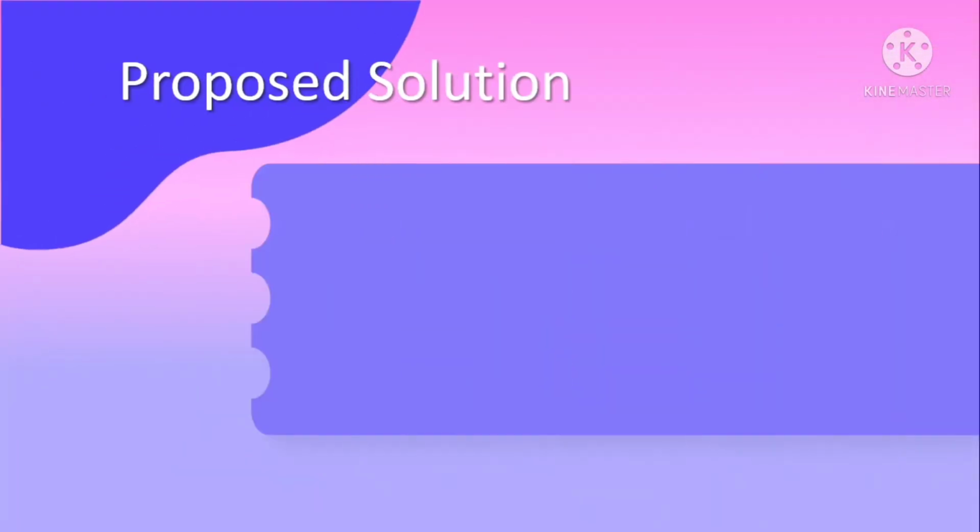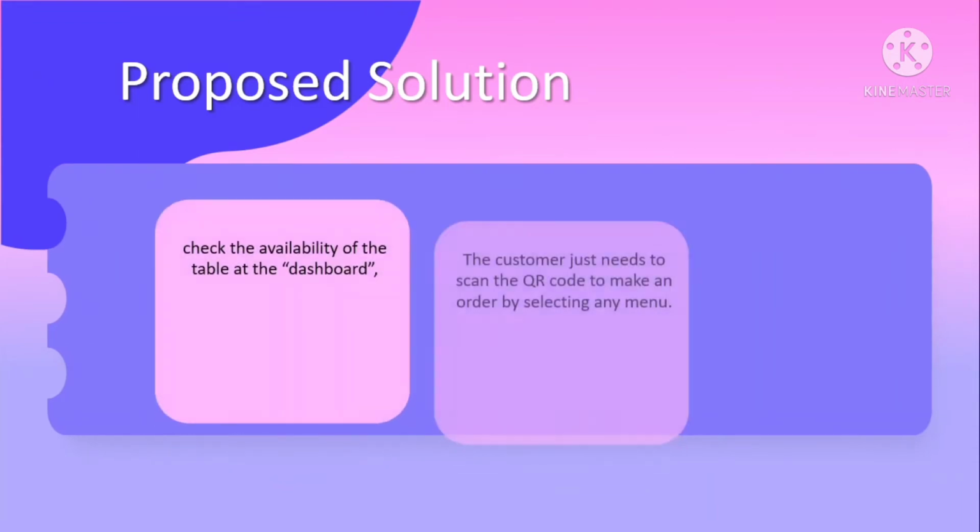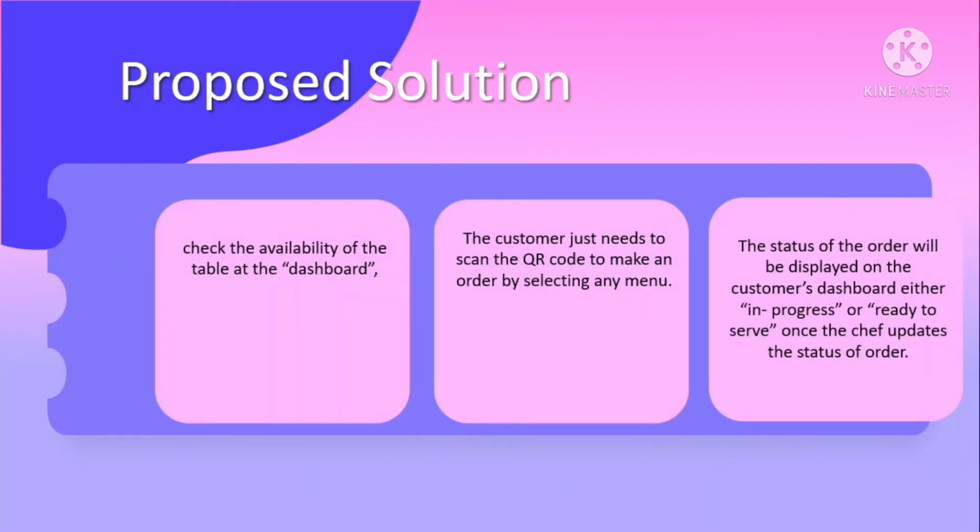So here is the proposed solution. Number 1, it will check the availability of the table on the dashboard. And number 2, the customer just needs to scan the QR code to make an order by selecting a menu. And the last one is the status will be displayed on the customer's dashboard, either in progress or ready to serve, once the chef updates the status of the order.